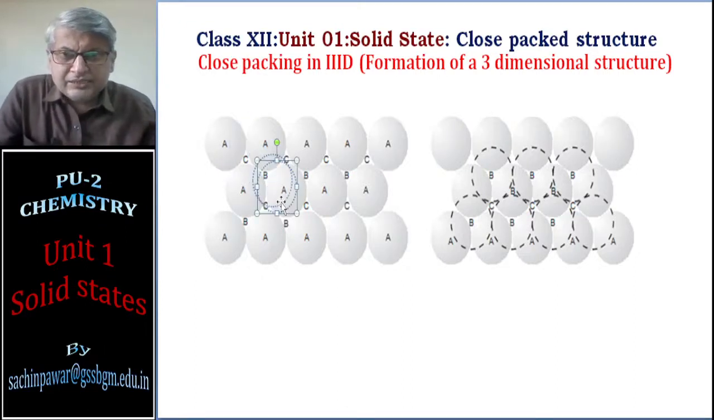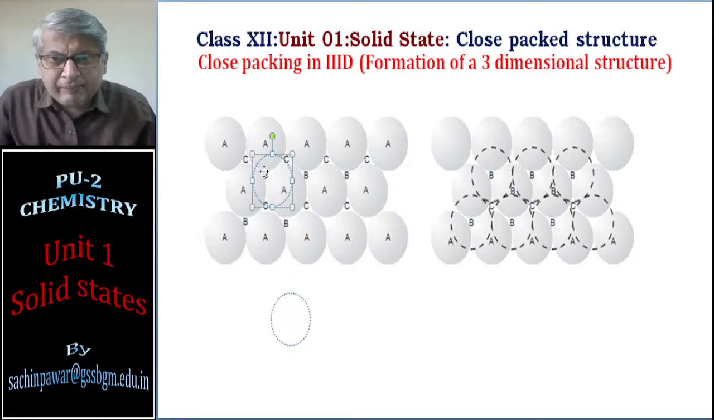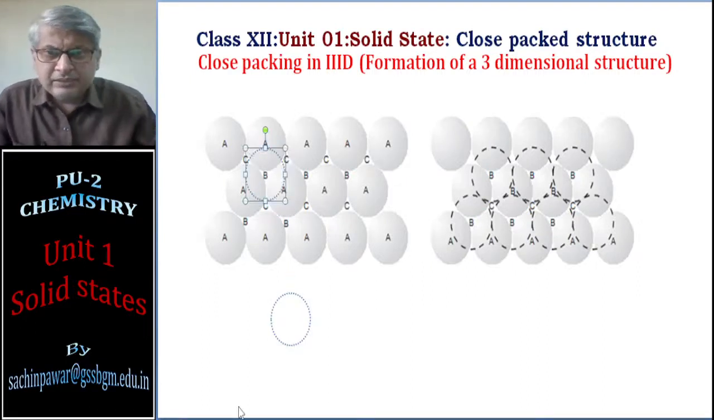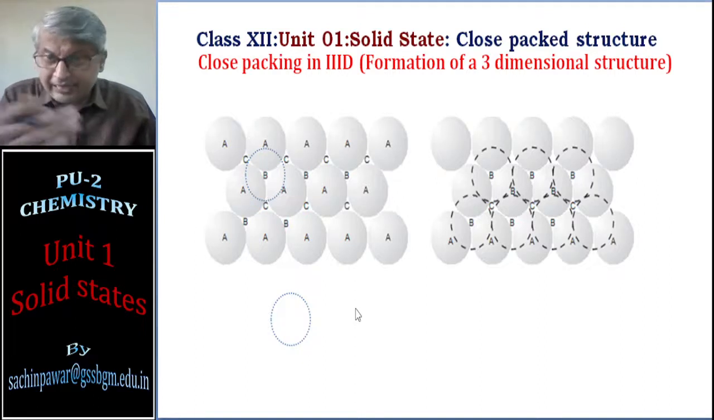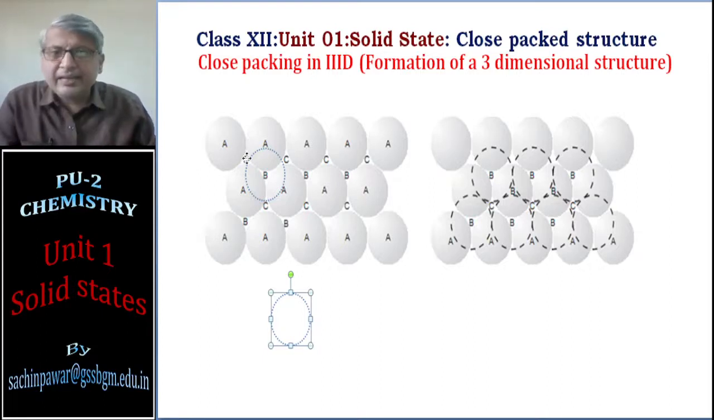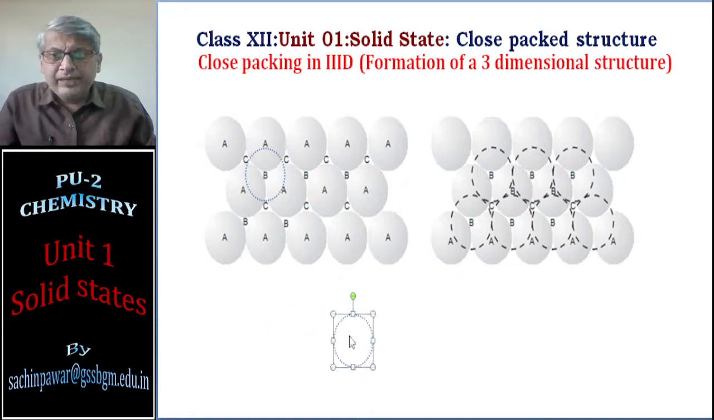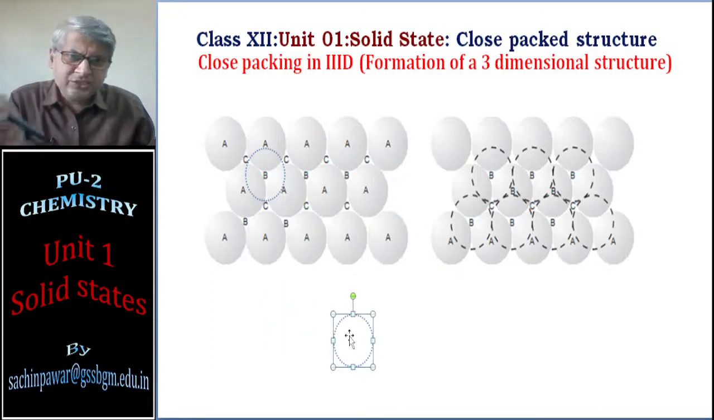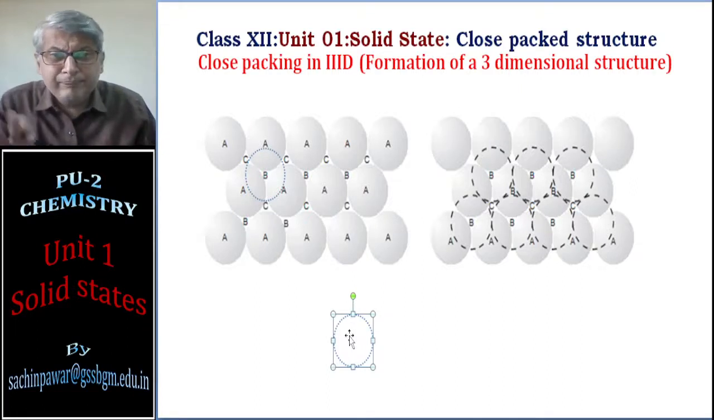If I want, I'll just show you. Suppose I have a particle of the second layer on B void, then the C void cannot be occupied in the second layer. So we have an option: either we can place the particles on C void or on B void.